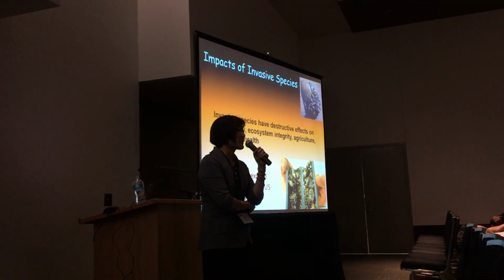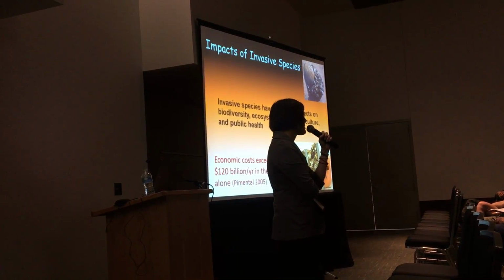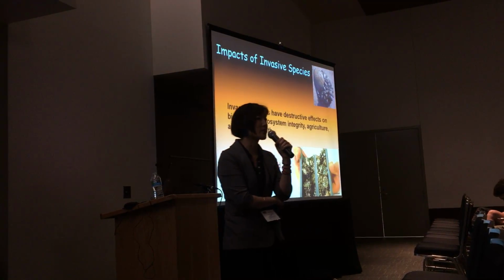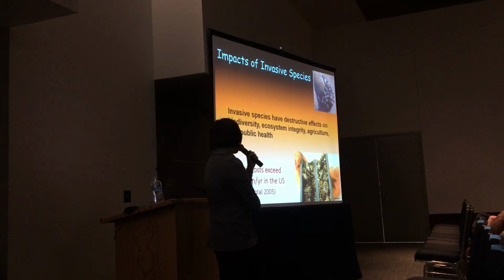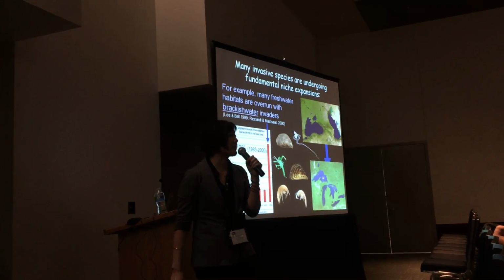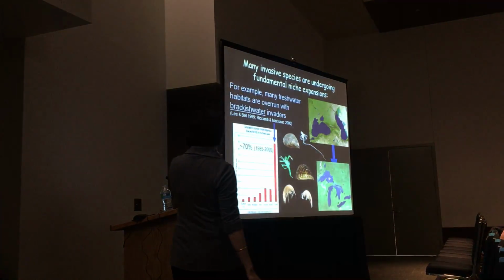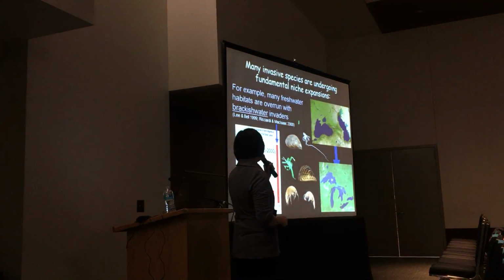So as you all know, invasive species are really bad. They cause destructive effects and impacts on the environment, and they cost billions of dollars per year in damage in the US alone. But one thing that's really remarkable about a lot of the invasions into freshwater habitats is that they disproportionately come from very, very different habitats.